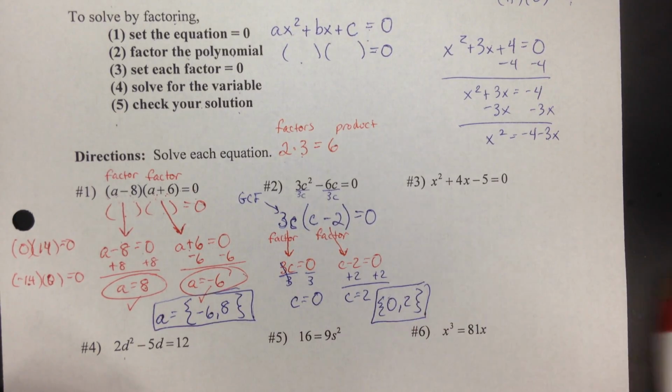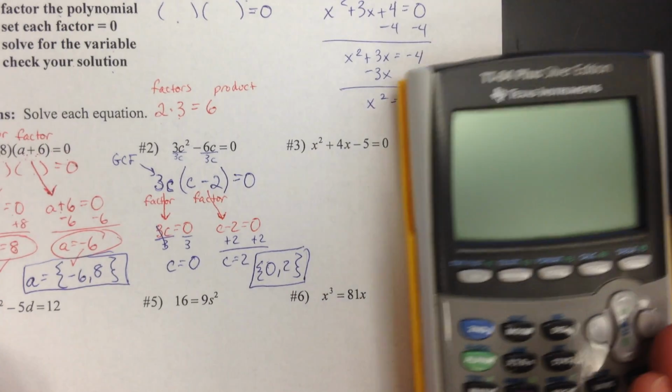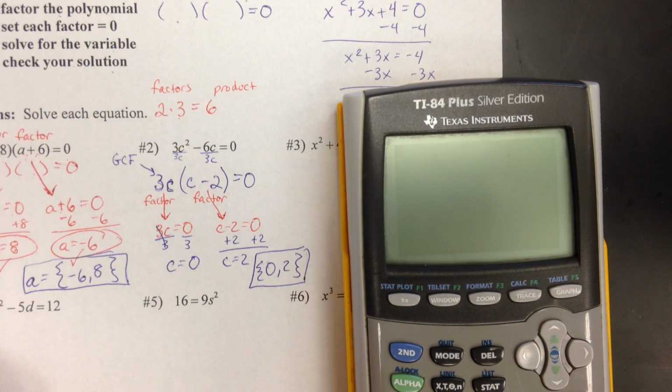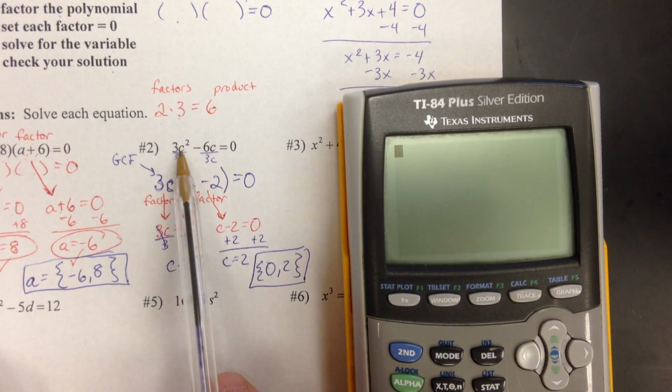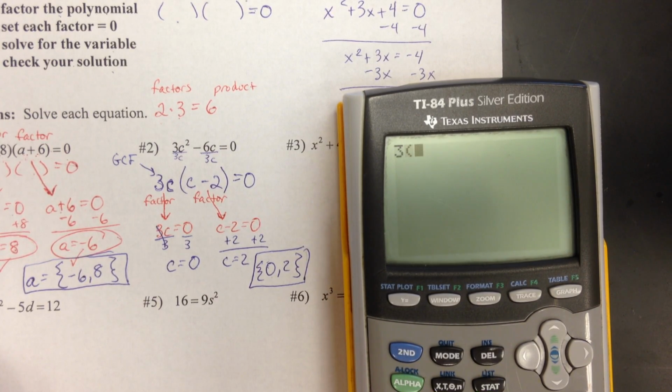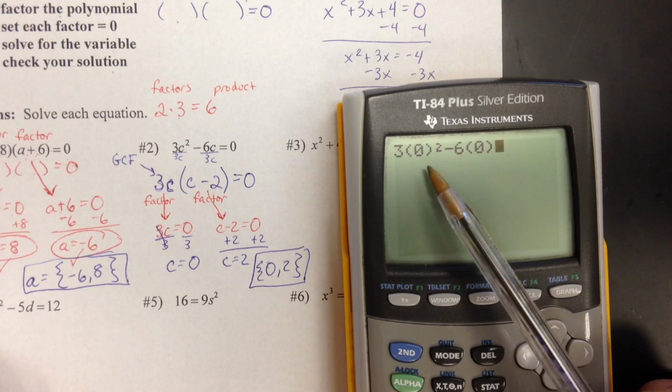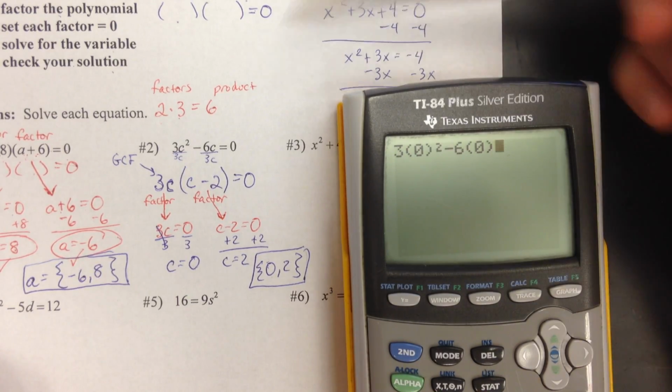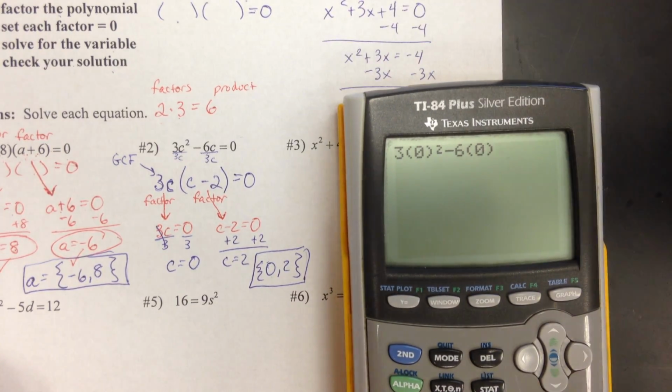Now again, you can always check this by plugging in your answer to the original problem. So I'm going to take a 0 and I'm going to plug that in everywhere I see the letter c. So 3 times 0 squared minus 6 times 0. I like to use parentheses instead of the times symbol. Now it should give us 0 as a value. It does, so that's an answer.